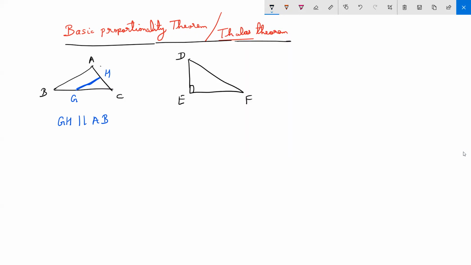So what does this basic proportionality theorem tell us? This line segment GH is intersecting the two sides of the triangle, AC and BC. Is it clear? Now, these two sides are divided in the proportion. That means AH is to HC will be equal to BG is to GC. Is it clear? Similarly, here also, if you consider a line segment parallel to one side, for example, I consider line segment LM parallel to it.